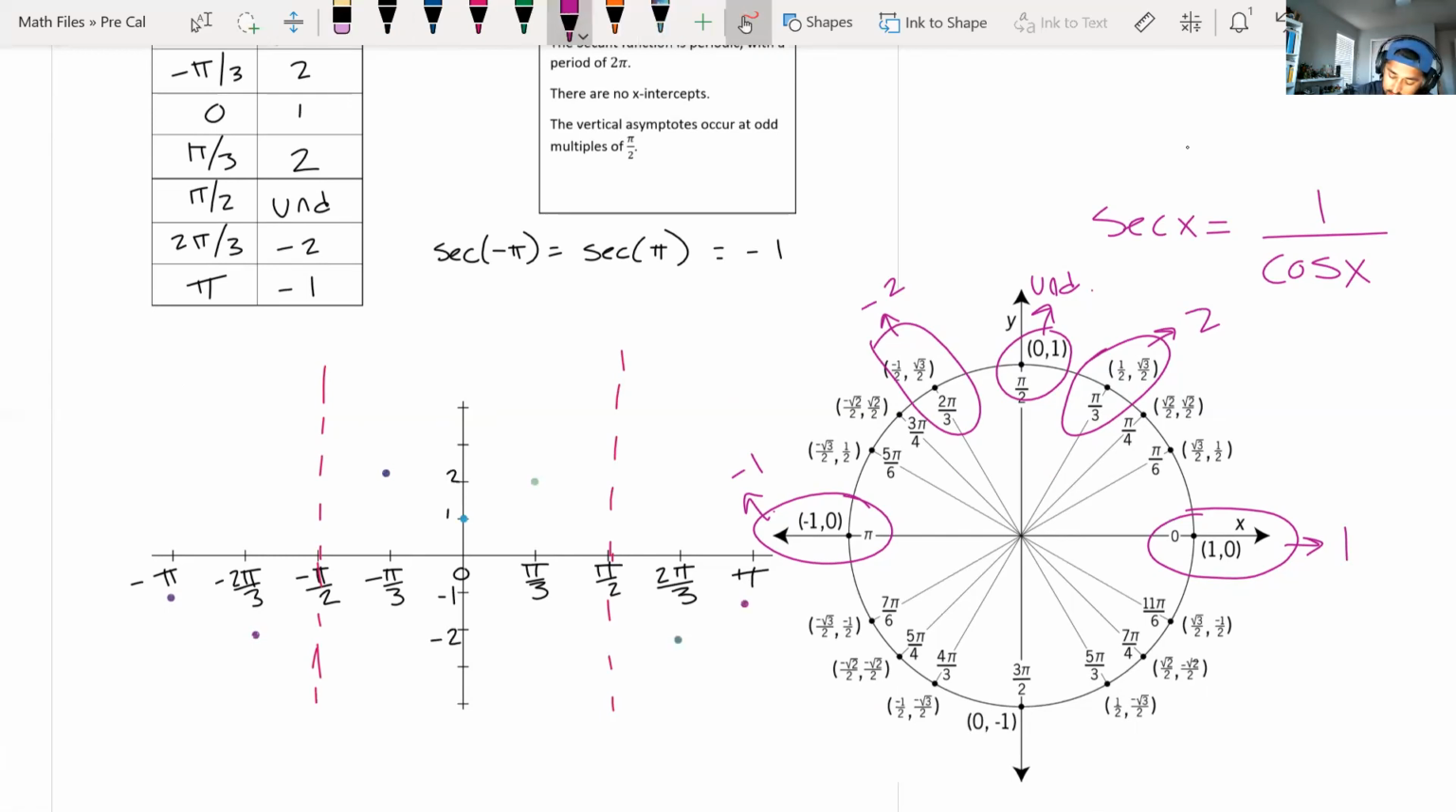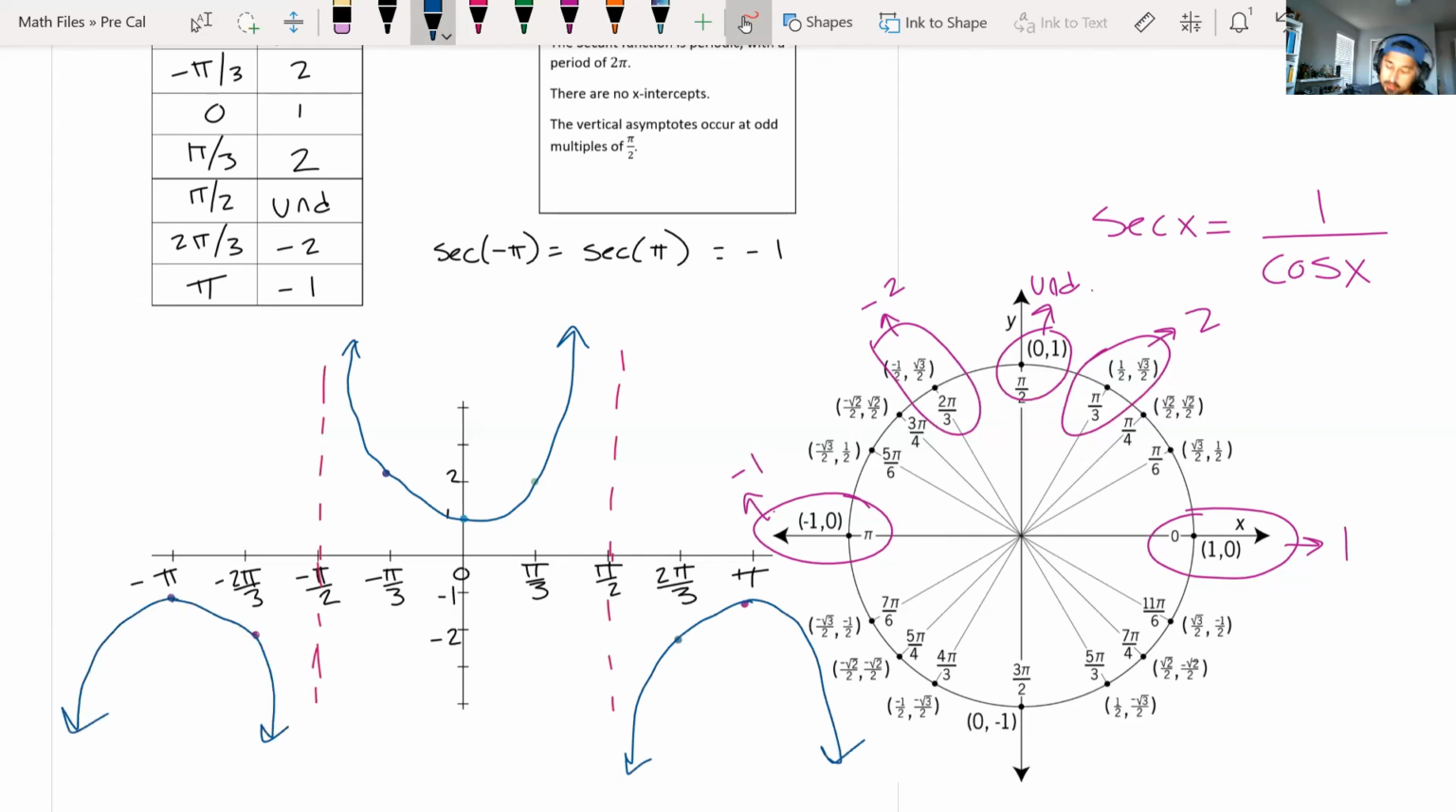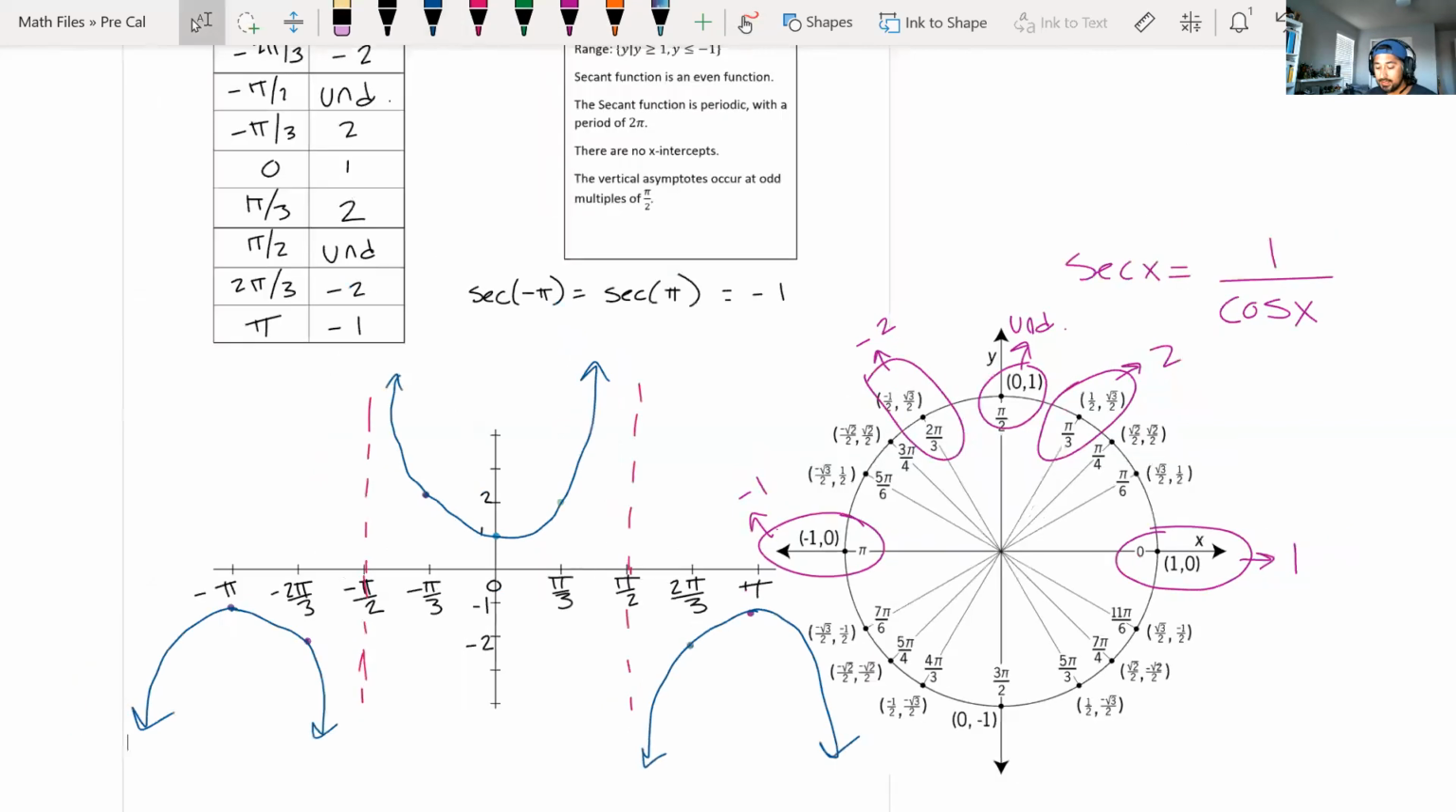And here is what secant looks like. I'll start by drawing the middle one. Come down, connect your points. And then it'll be the same thing here. Come down, down, down, down. There we go. That is the graph of secant.